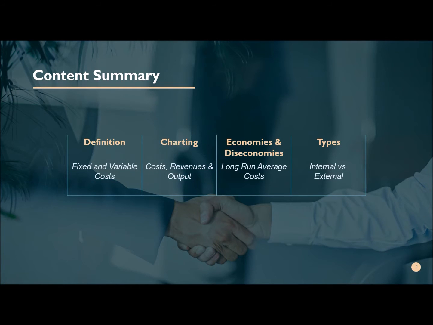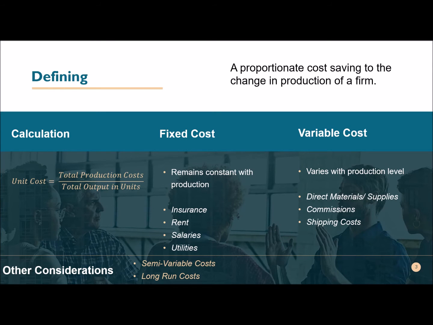First up, I'll be defining economies of scale. Then we'll look into the charts and types of economies. Economies of scale arise from cost savings when production levels rise.